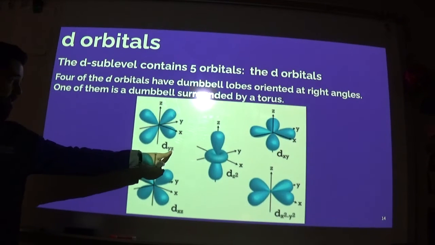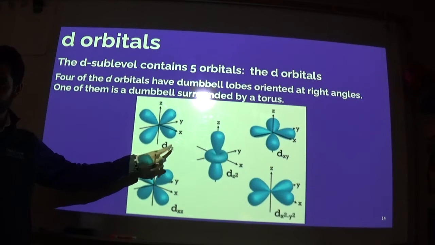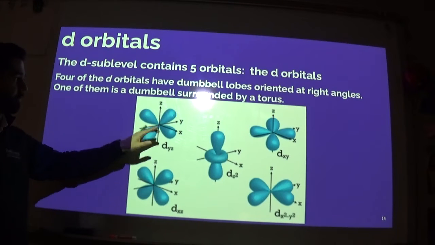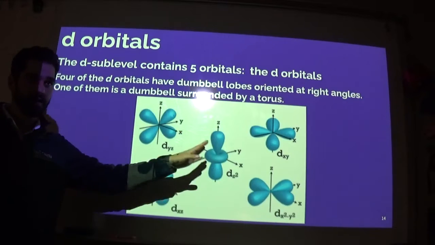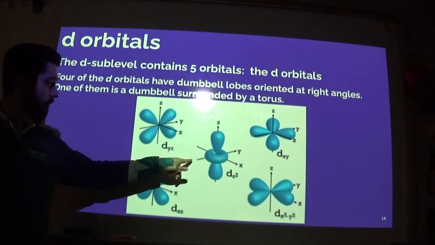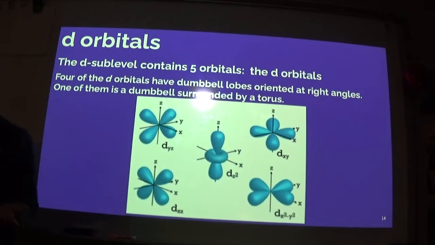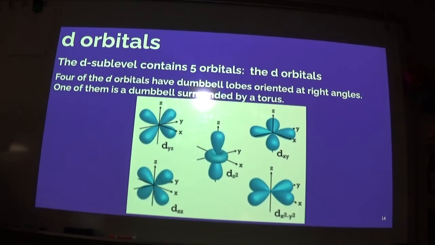Yes, there are more specific labels for which one is oriented which way on the graph. You don't need to worry about that. Just know how to recognize them. If it's a cross or has one donut, it's one of the d orbitals. I don't care about us knowing which is which. That's what college students care about in chemistry.